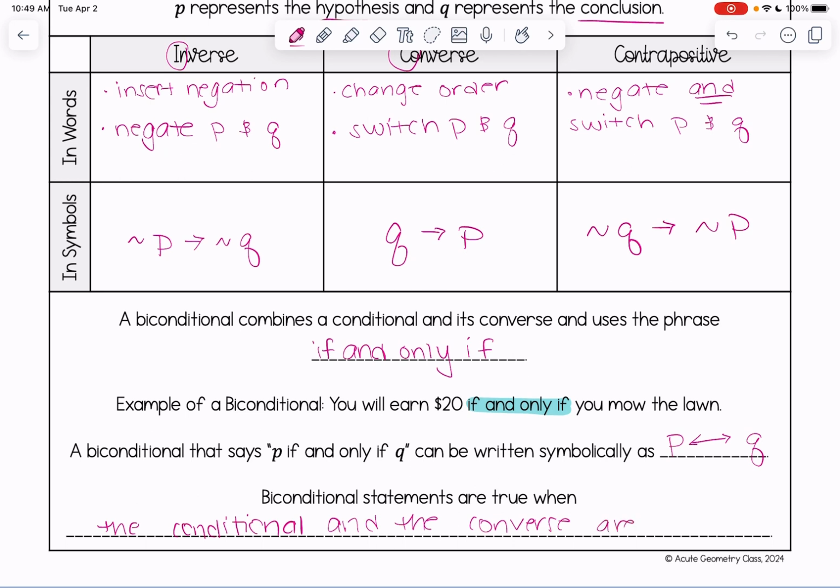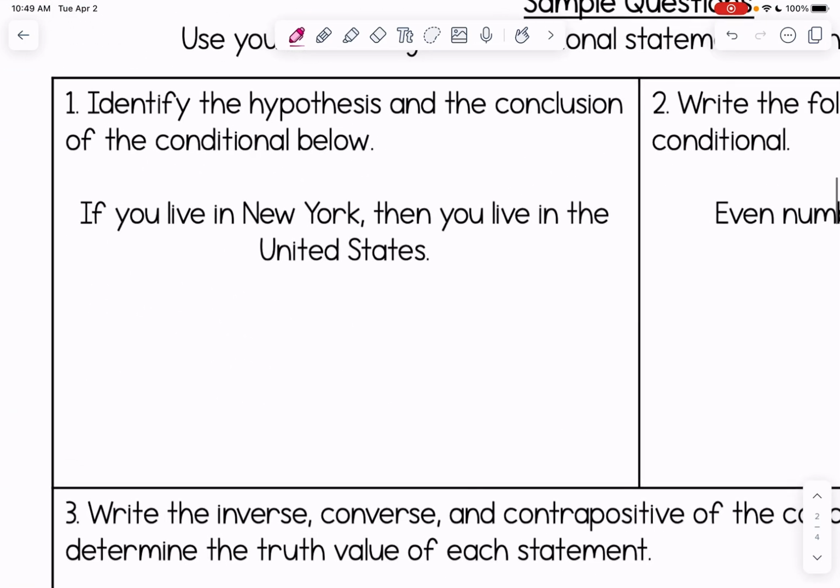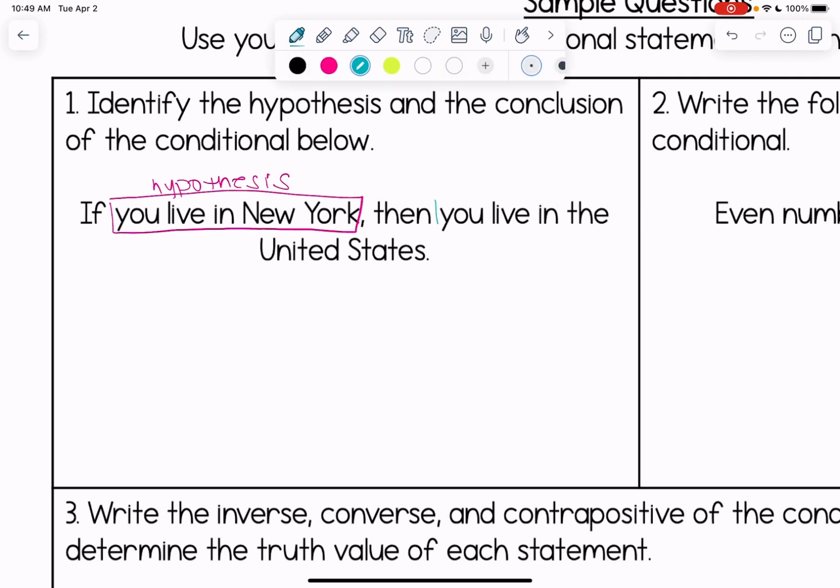All right, now that we've gotten through all of the vocabulary and the symbols, let's take a look at some sample questions together. All right, I'm going to zoom in here on number 1. It says identify the hypothesis and the conclusion of the conditional below. So it says if you live in New York, then you live in the United States. The hypothesis is the part that follows the word if. So the phrase you live in New York, that is going to be our hypothesis. Whereas, I'll do this in a different color here, if I look at you live in the United States, the part that follows the word then, that's going to be our conclusion of the conditional.